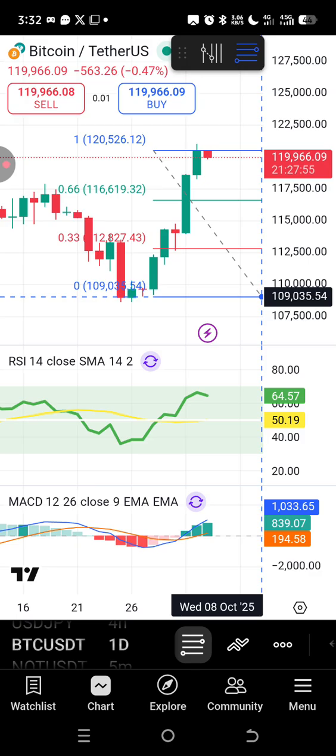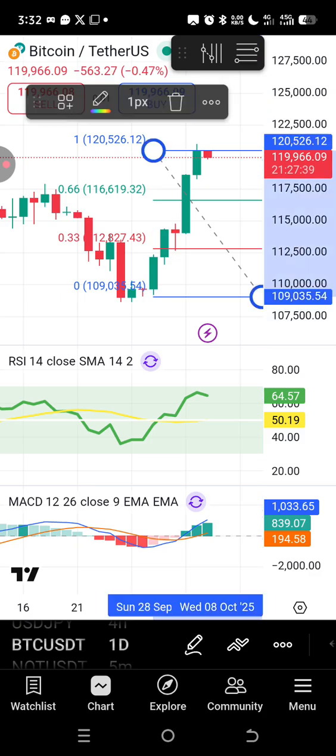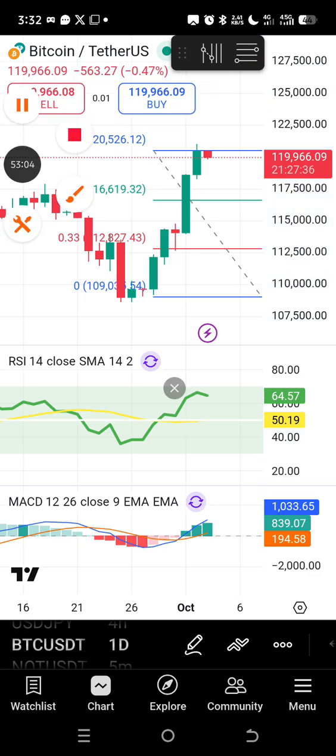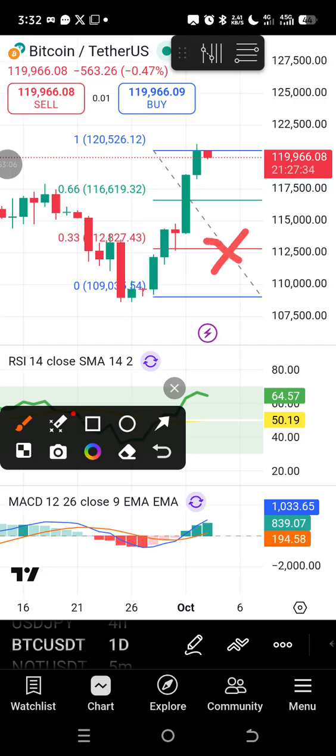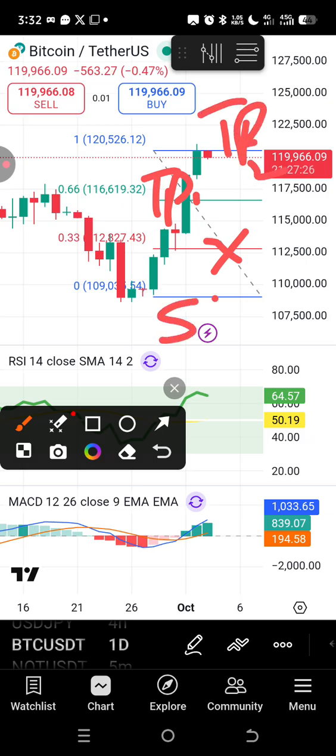So what this simply means is that for me to begin a buy order, I would have bought at 112827 and sell at 116619. So what this means is my buy order will be executed here. Pay attention. My buy order will be executed here. This is my buy order. I will TP1 here and TP2 here and then stop loss here. So this configuration shows you where to take profit and where to set your stop loss as a trader.